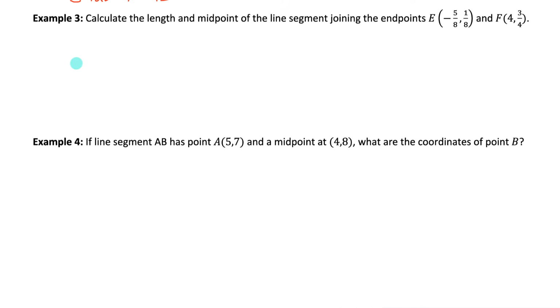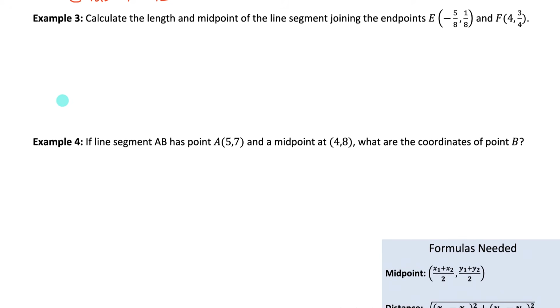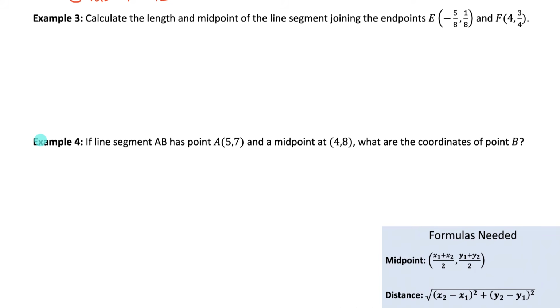We're going to find the length and midpoint of the line segment joining E and F. I noticed the x and y coordinates of my endpoints have some fractions involved, but if we follow the same formulas, and as long as you know the rules for working with fractions, we can solve this question the same way we did the previous two. I'll find the midpoint of EF, and maybe it'll be helpful for me to label these points as my first point, so I'll label E as x1, y1, and I'll make F my second point, x2, y2.